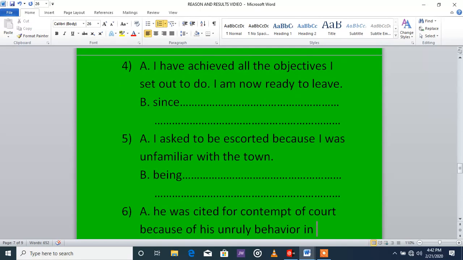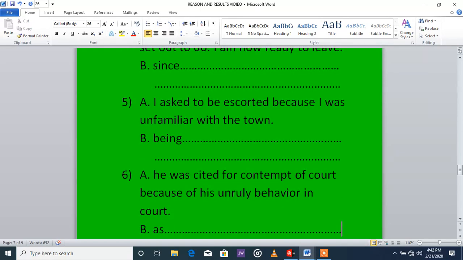Then number 5. I asked to be escorted because I was unfamiliar with the town. Begin with "being". Now, why did this person ask to be escorted? The subordinate is the reason, in other words, it is the person who was unfamiliar with the town.